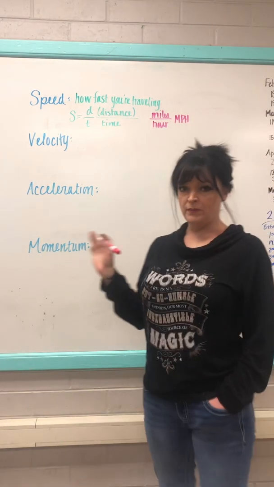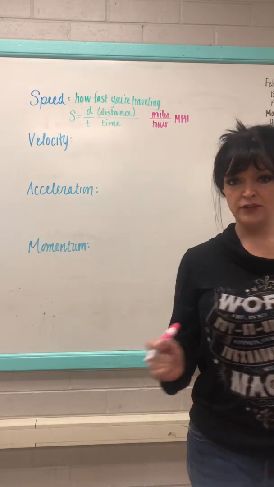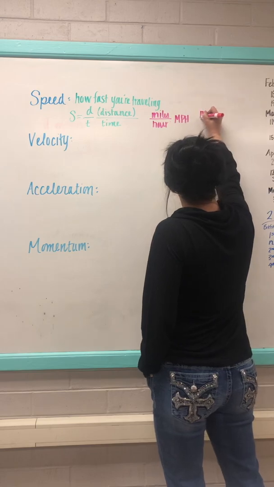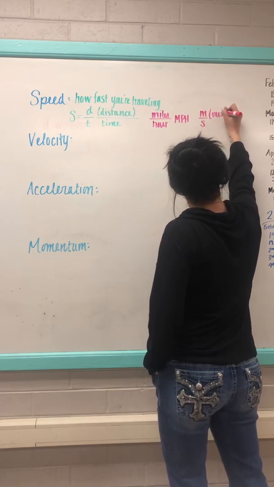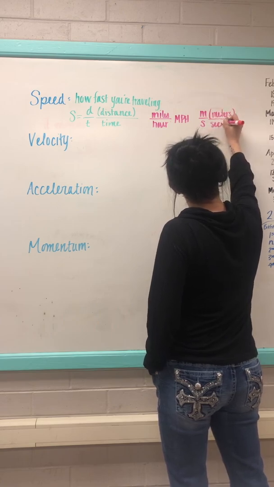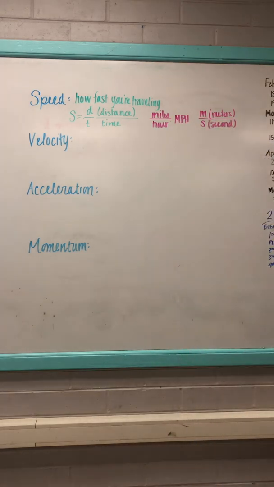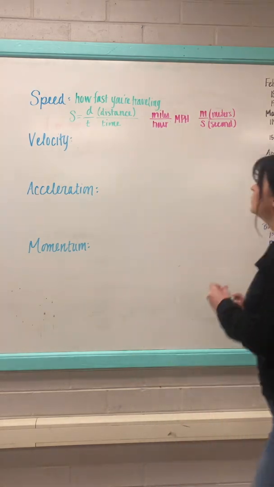We're not going to use a lot of miles in science class because in science we usually use the metric. So the most common one for that is meters per second. This can also be minutes or hours, but meters per second is the most common one that we'll be using.